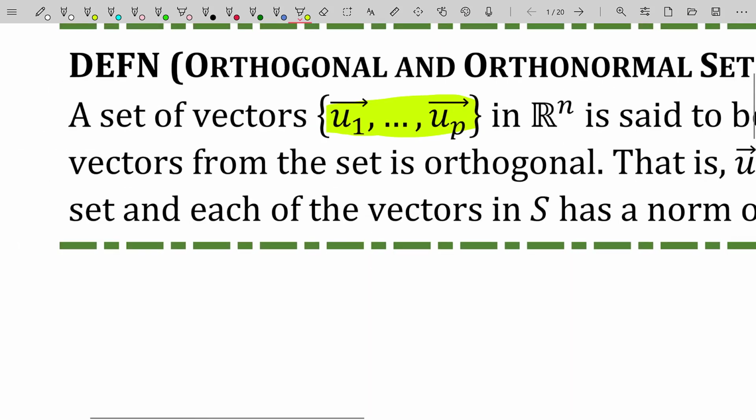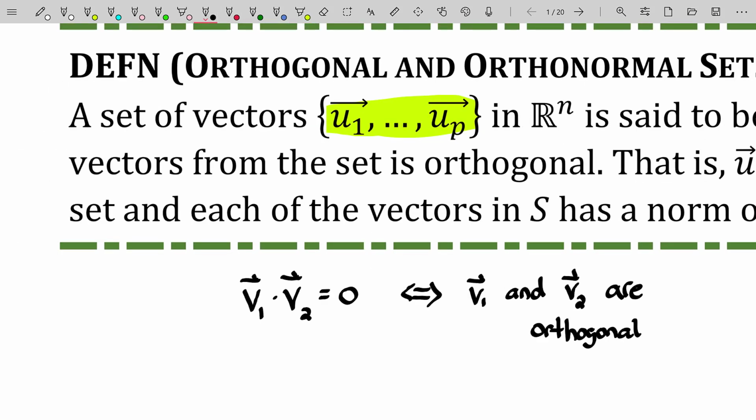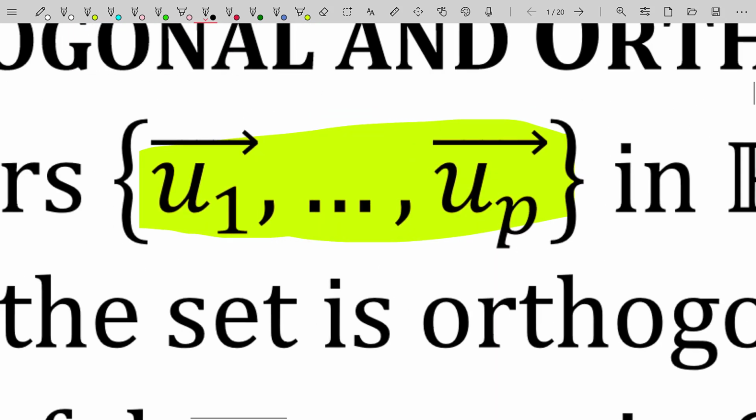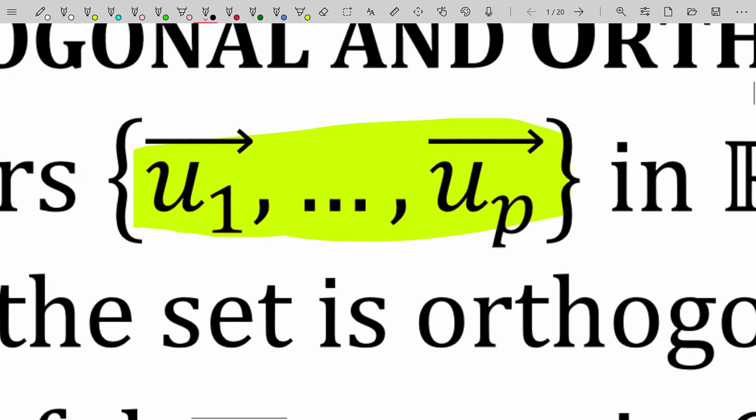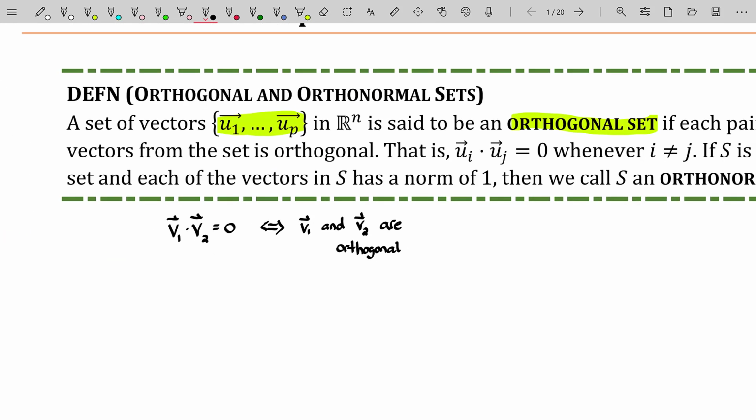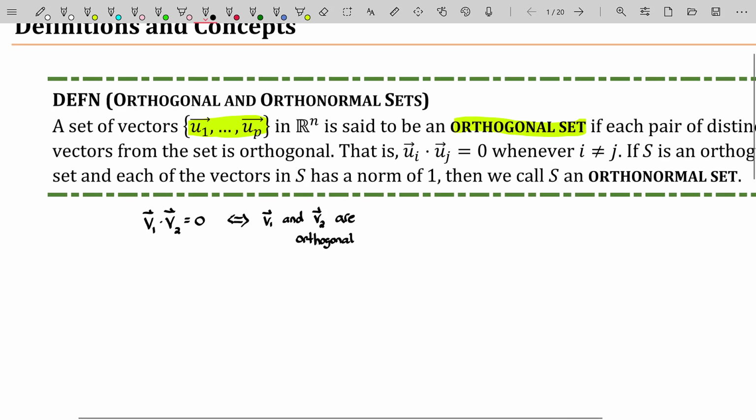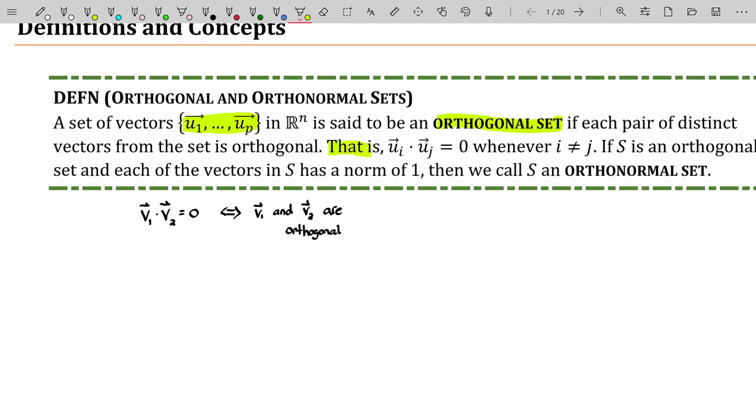And just to remind you, two vectors are orthogonal if and only if their dot product is 0. So each of the dot products of the vectors within the set is 0. So by definition, that set, if all the dot products of those vectors were 0, would be called an orthogonal set. And I suppose I could have just read on because that's exactly what this says right here, right? That u sub i dotted with u sub j is equal to 0 whenever i is not equal to j.